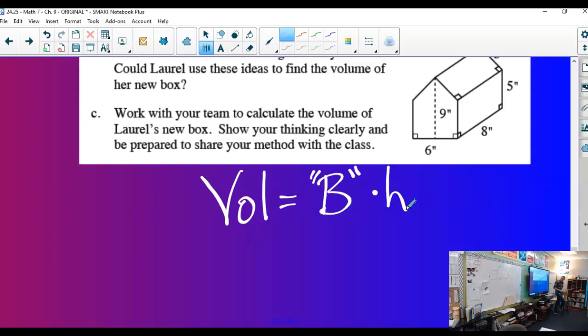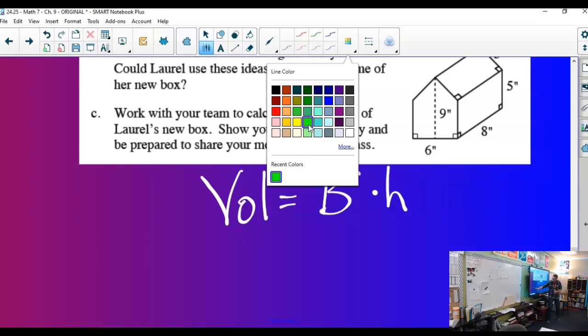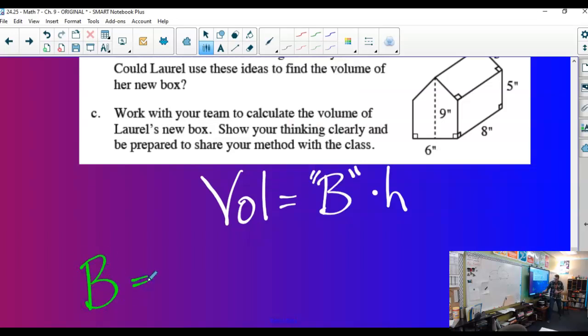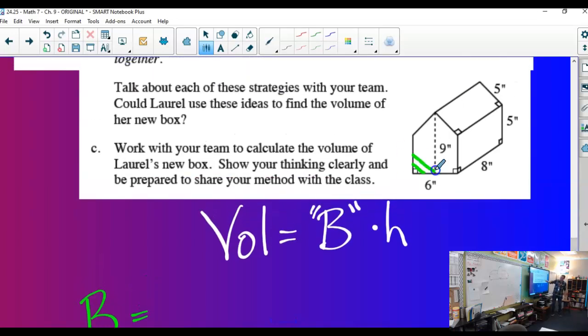Lila, how did you deal with this pentagon to find big B? Like, how did you find the area, is what I'm asking. So I got the area. Yeah, how? Well, I did 6 times 8. That is not the base. I don't know if you were listening when Kira told us what the base is. Kira, what's the base? The pentagon. Why is this actually our base?